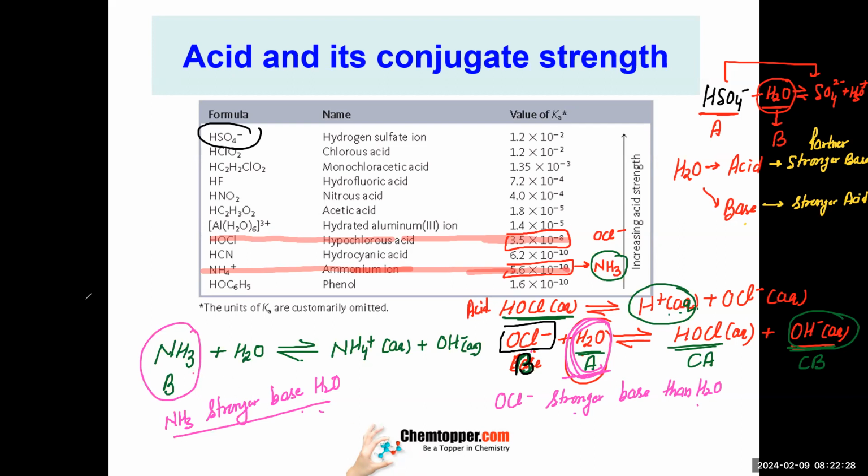See here what ammonia is doing. Ammonia is the conjugate base of ammonium. Ammonium is a very weak acid, so its conjugate base is stronger. That is ammonia, stronger than water. That's how you know it's going to behave like a base in water.